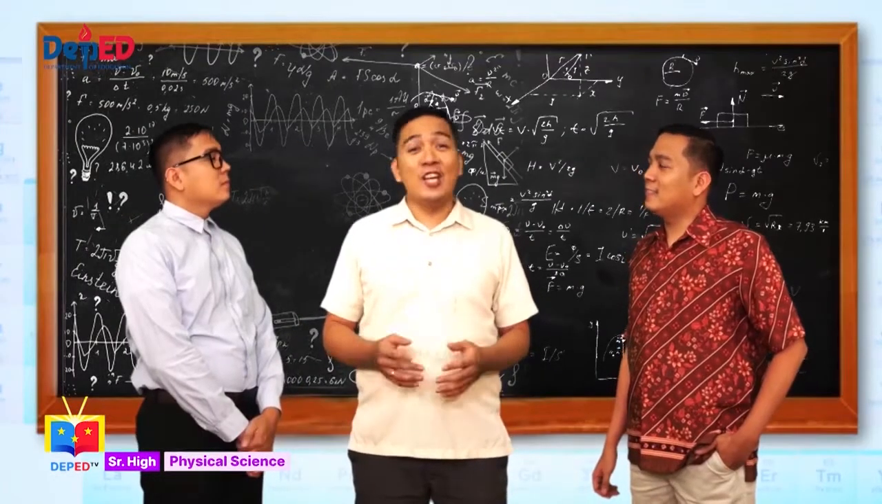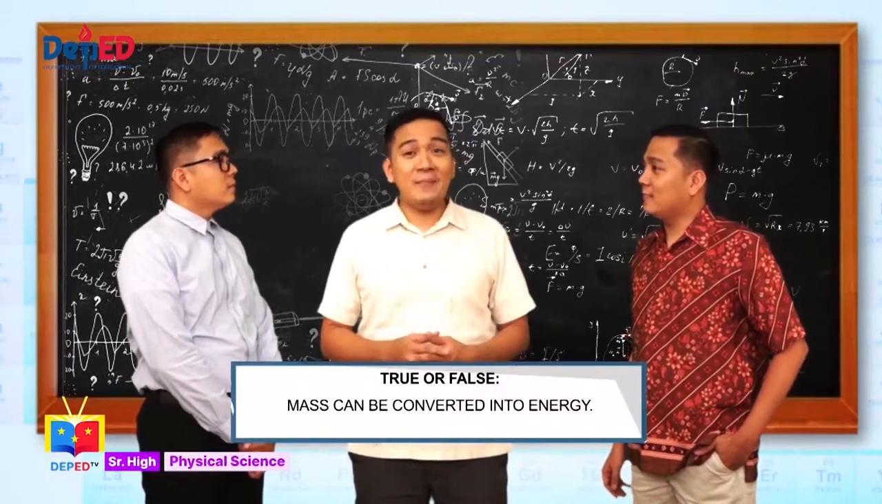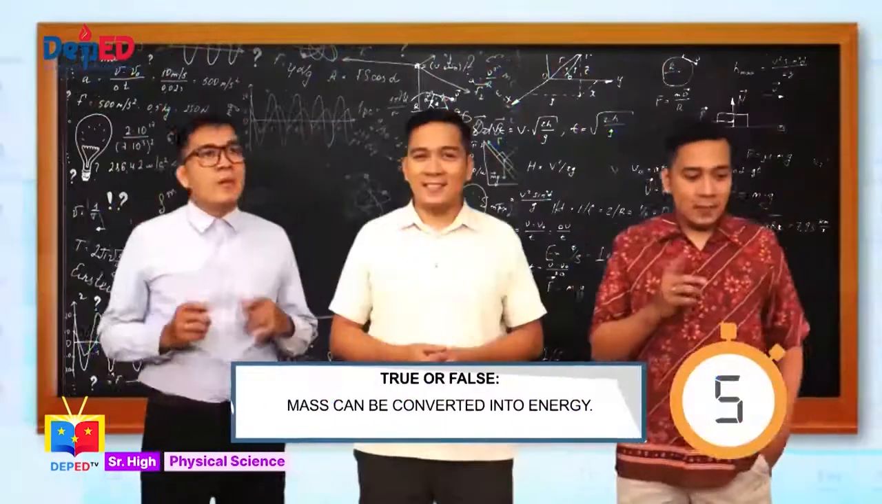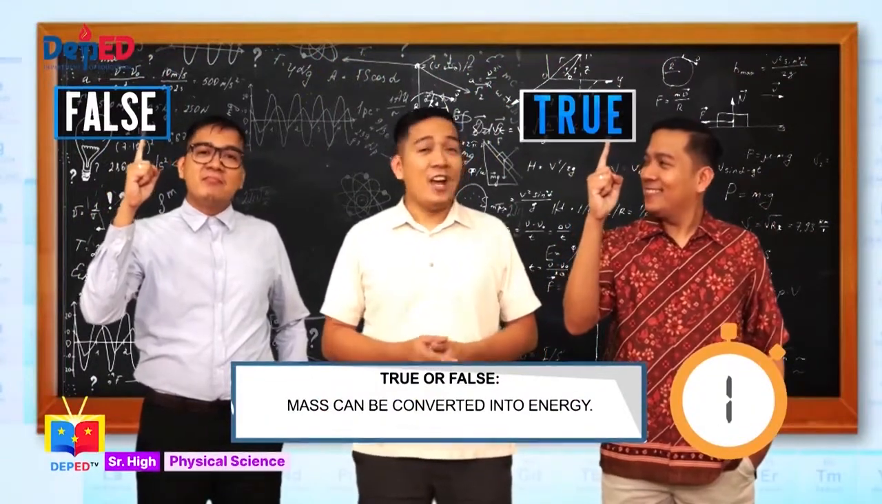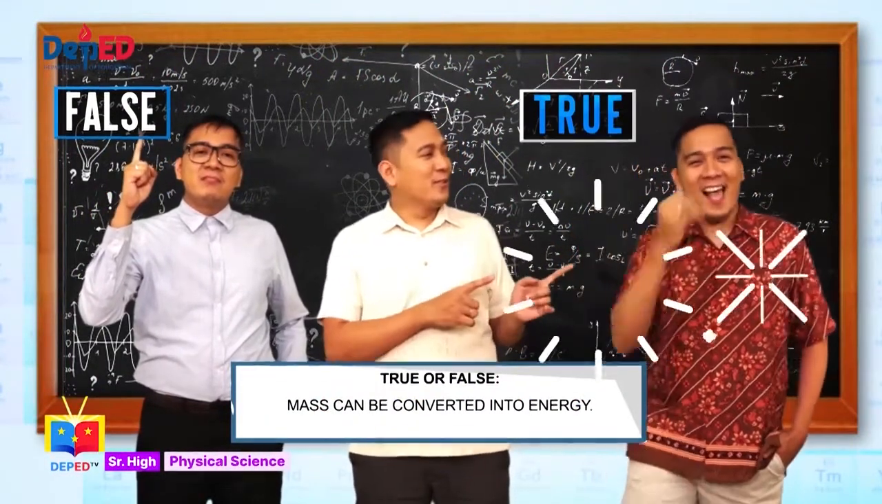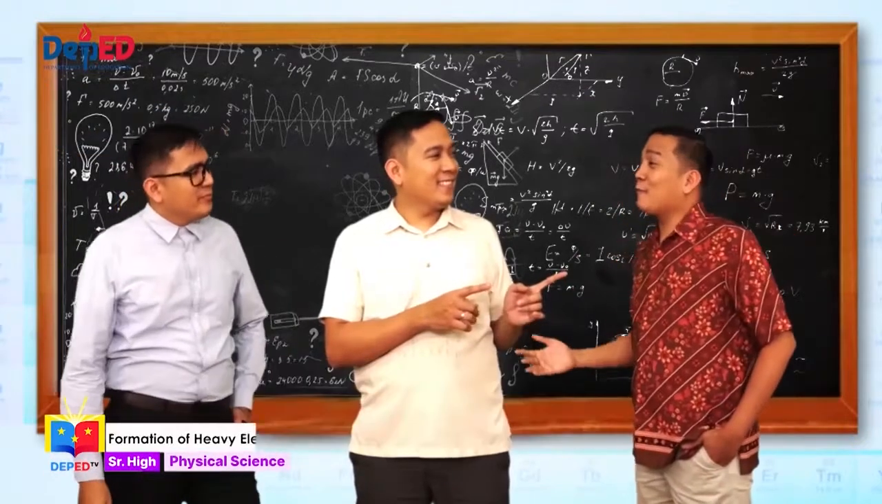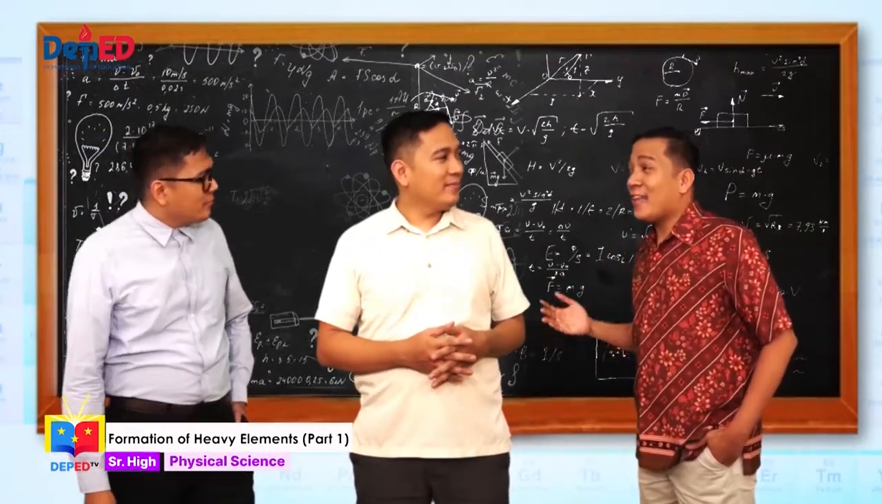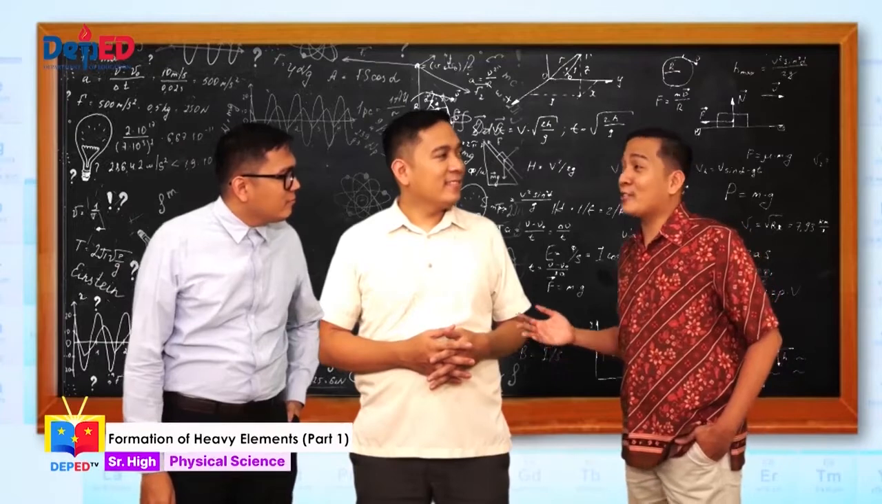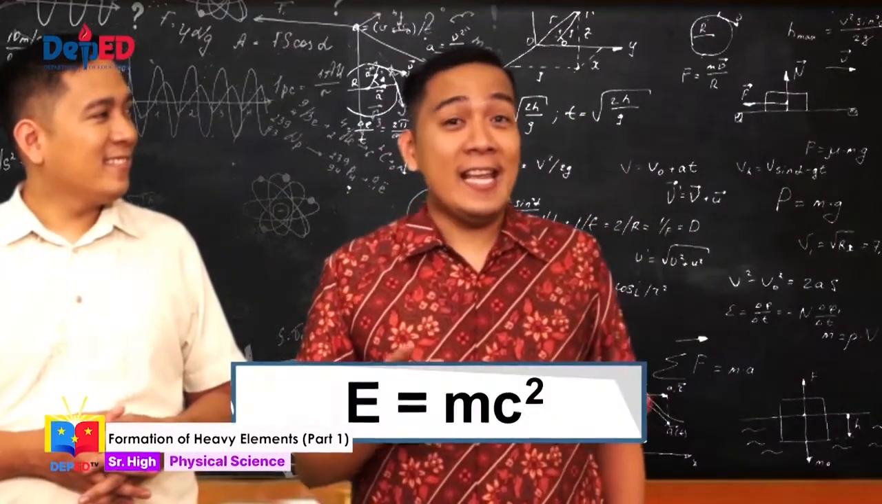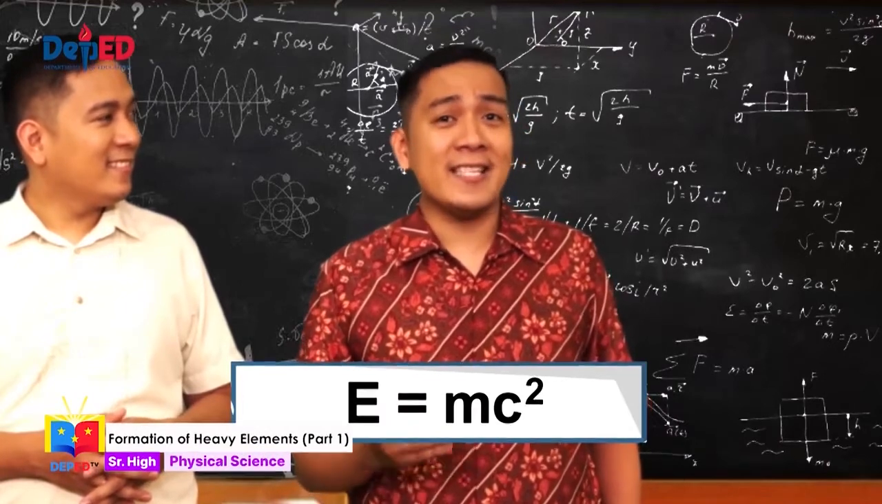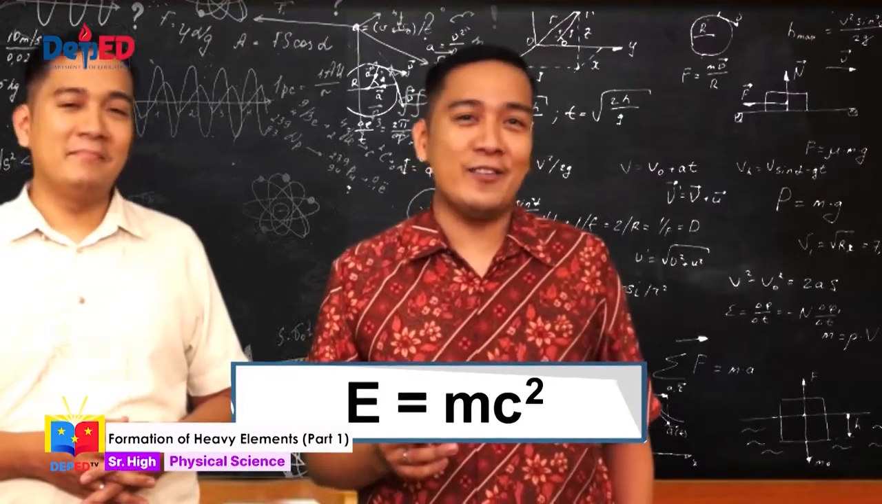Last question. True or false? Mass can be converted into energy. The correct answer is true. We learned from the law of conservation of mass that mass can neither be created nor destroyed. However, Einstein's theory of relativity, E equals mc squared, tells us that mass can be converted into energy.